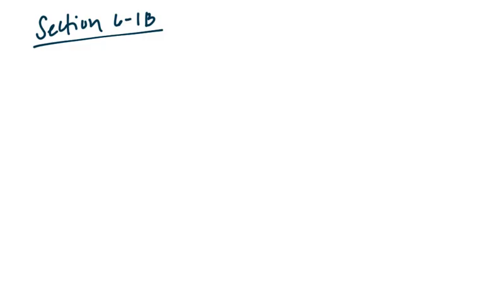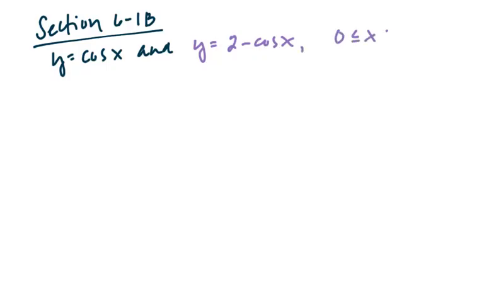So let's look at this problem. It says y equals cosine x, and let's go with purple, y equals 2 minus cosine x. And it gives you bounds from 0 to 2 pi. It says 0 is less than or equal to x, which is less than or equal to 2 pi. So let's start off here.